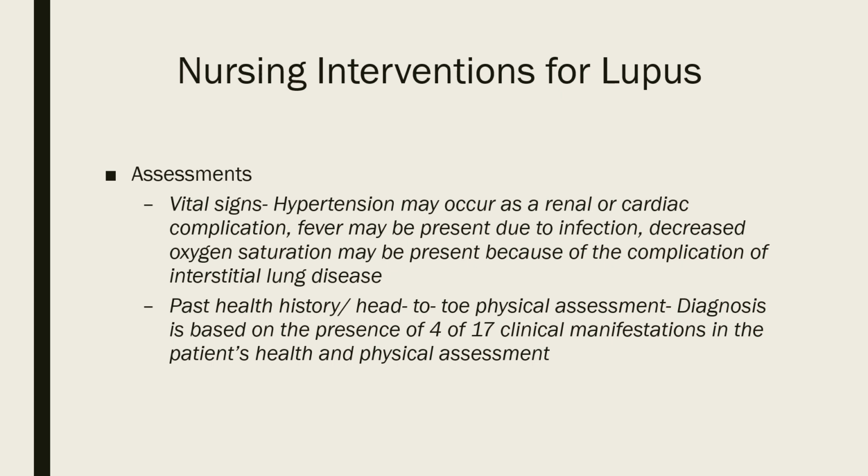We will start with vital signs. Hypertension may occur as a renal or cardiac complication. Fever may be present due to infection. Decreased oxygen saturation may be present because of the complication of interstitial lung disease. Past health history, a head to toe physical assessment. Diagnosis will be based on the presence of 4 of the 17 clinical manifestations in the patient's health and physical assessment.